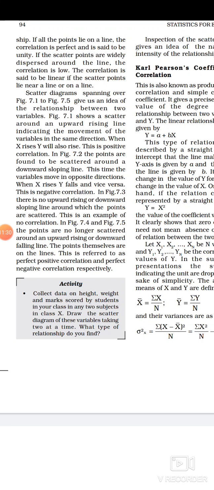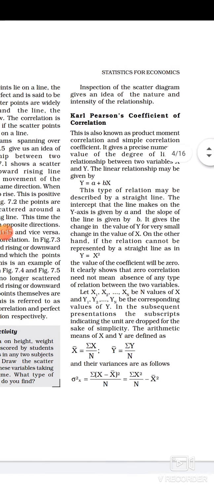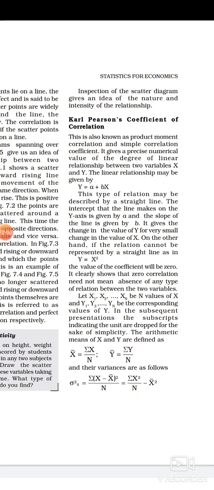In figure 7.4 and figure 7.5, the points are no longer scattered around an upward rising or downward falling line. The points themselves are on the lines. This is referred to as perfect positive correlation and perfect negative correlation, respectively. Inspection of the scatter diagram gives an idea of the nature and intensity of relationship.